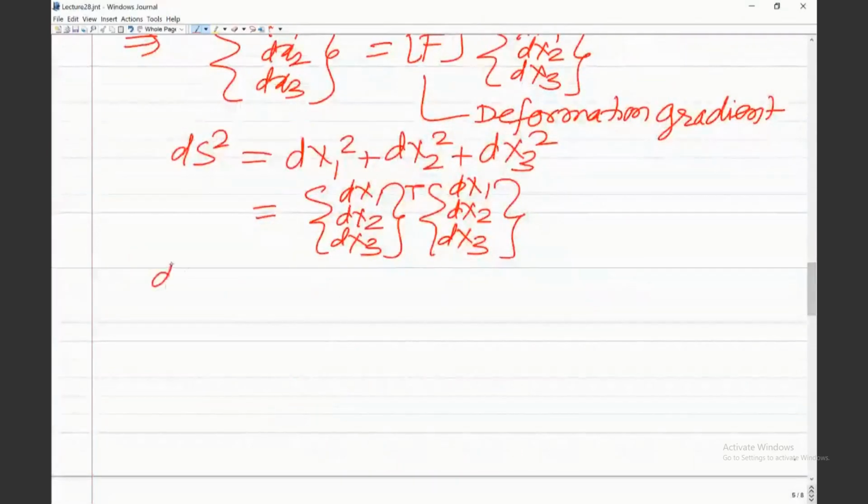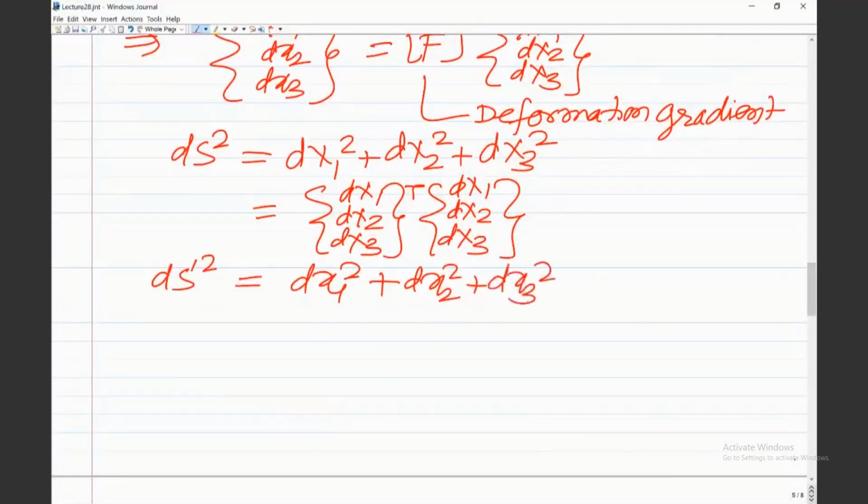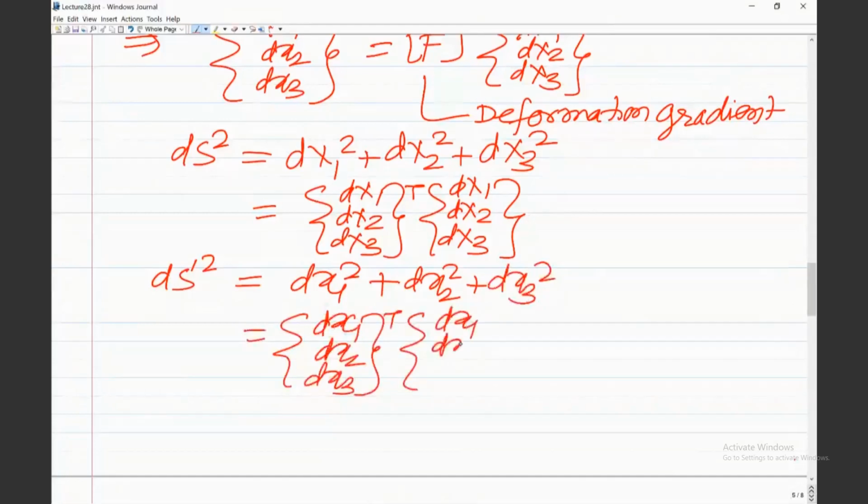Similarly, if we look at the distance between the points P dash and Q dash in the deformed configuration, that would be ds dash square. That would be in terms of small dx1, small dx2, and small dx3. This can also be written as [dx1, dx2, dx3] transpose into [dx1, dx2, dx3]. So you can write it like this.